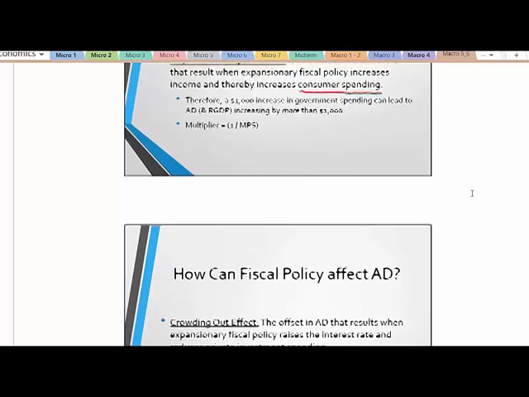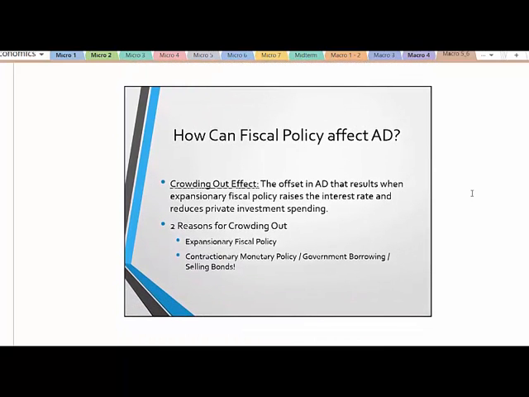However, there is one thing to note. Aggregate demand can also decrease when we have expansionary policy, and that's due to this crowding out effect. And now the weight of these two, the crowding out effect versus the Keynesian multiplier, is going to be a little bit unclear.